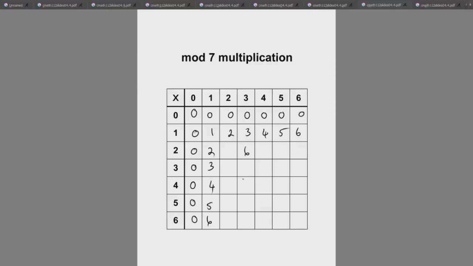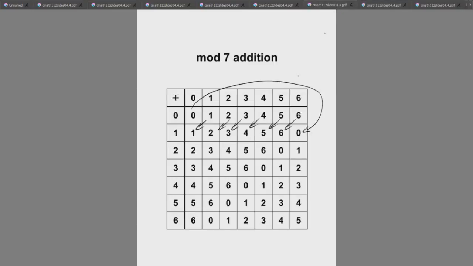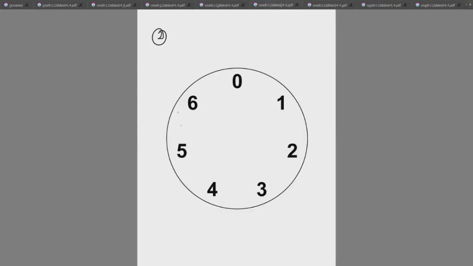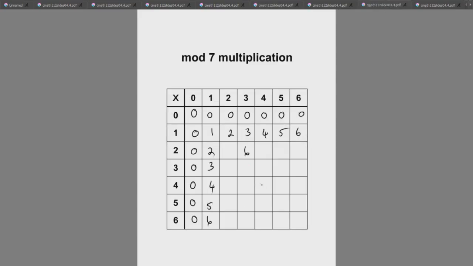I'm just skipping some. Should we do the whole thing? Oh, it's a lot of work. You can fill in some of the ones I'm missing. 4 times 4 is 16. 16 is how many loops around, and how many are left? 2 loops around will give me 14. 2 left for 16.